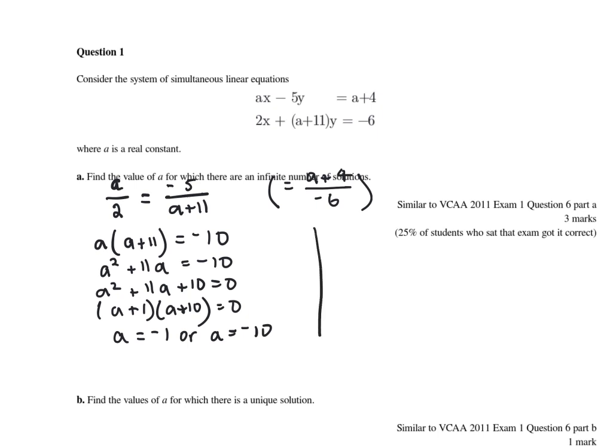In this case, what we want is to double check or substitute in these 2 solutions that we've just got and check which one of these satisfies the third ratio.